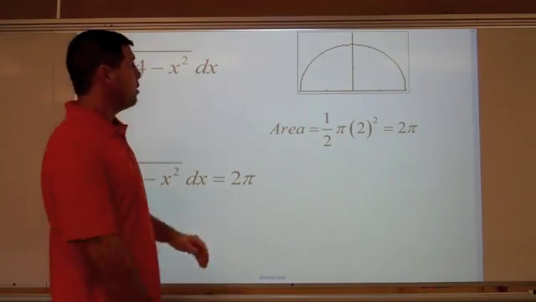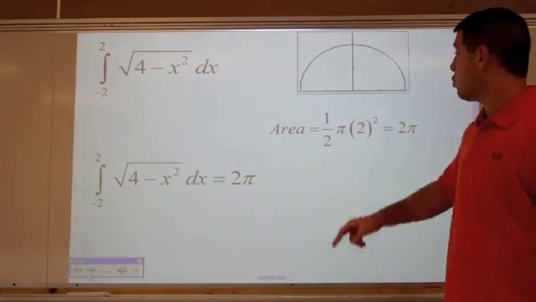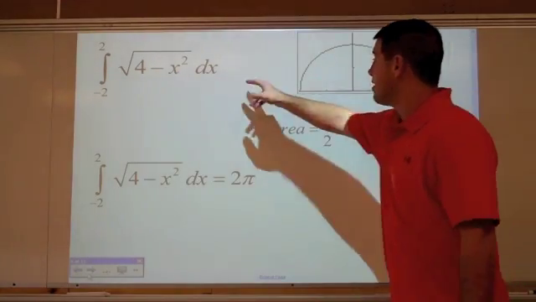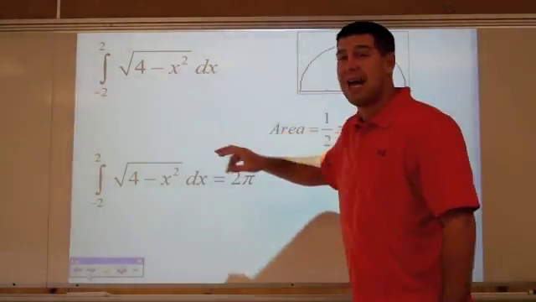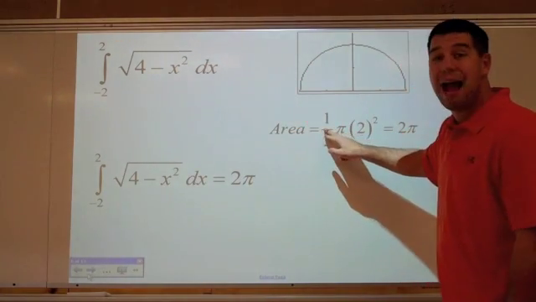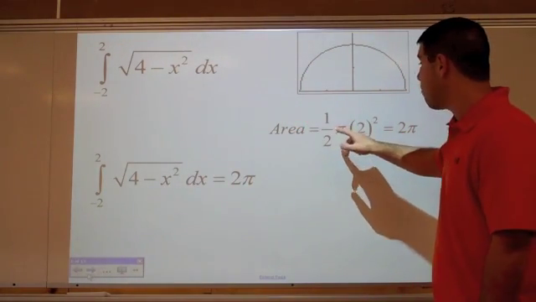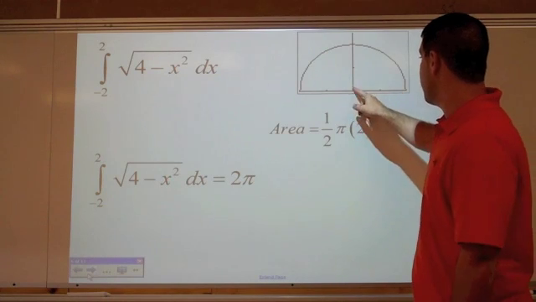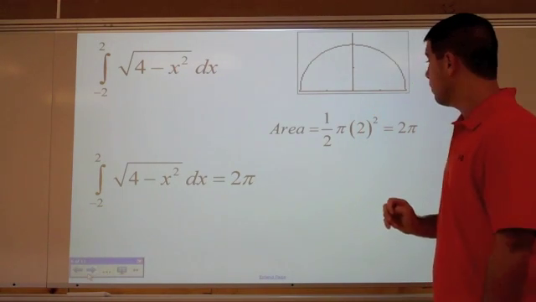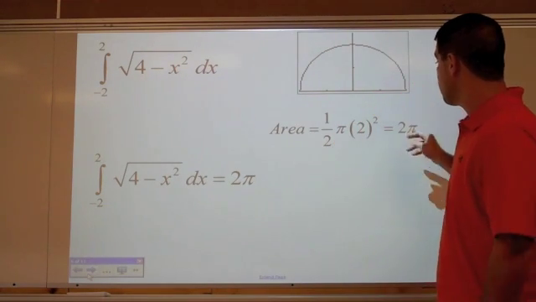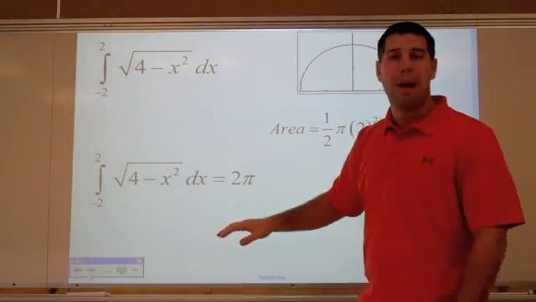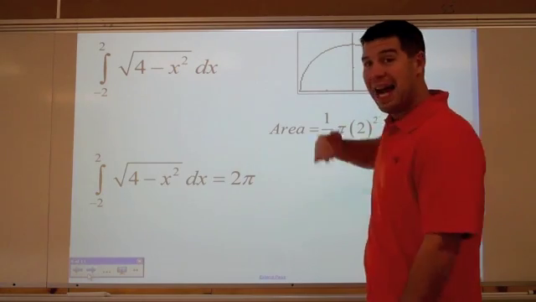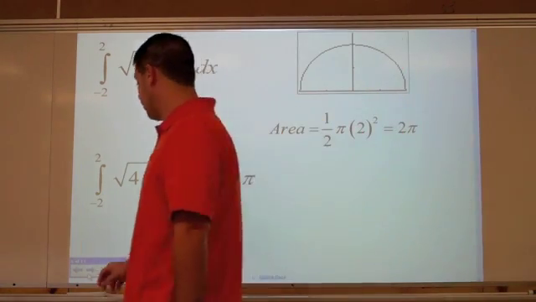So we're going to use a geometric formula, the area of the circle, to find the value of this definite integral. Well, the area of the circle is pi r squared, but since this is a semicircle, we're going to have half of that area. So 1/2 pi r squared. The radius of this circle is 2. So 1/2 pi r squared gives you 2 pi. The value of this definite integral is 2 pi. Above the x-axis again, so it's a positive number.